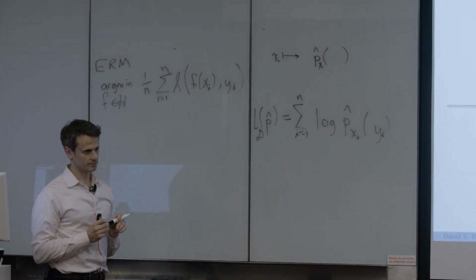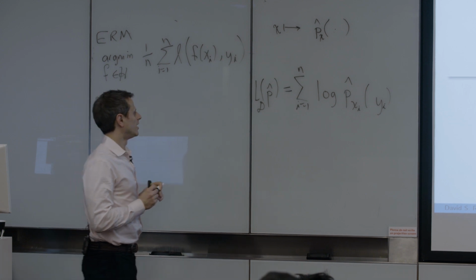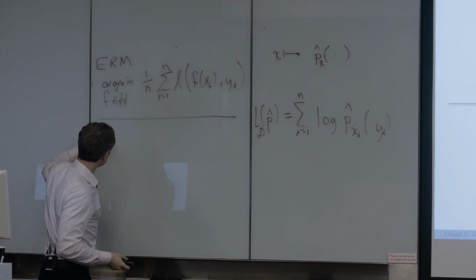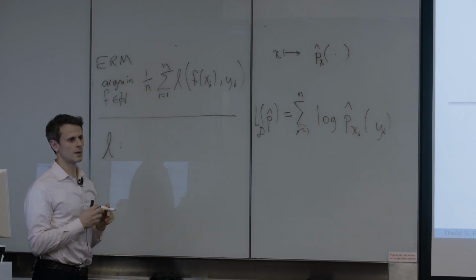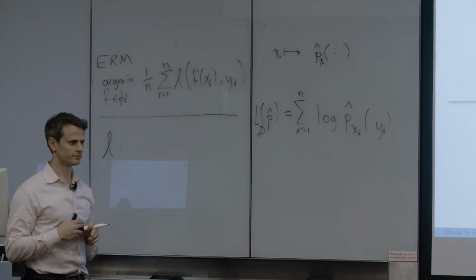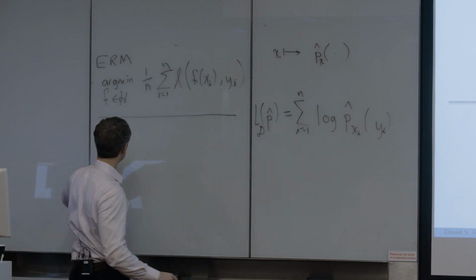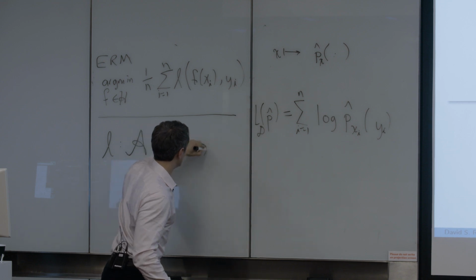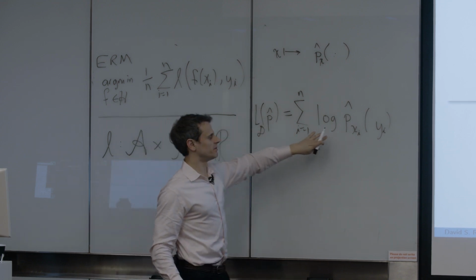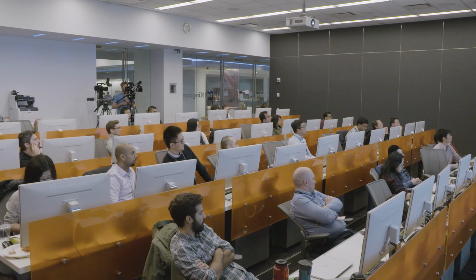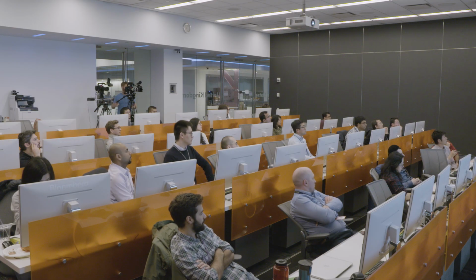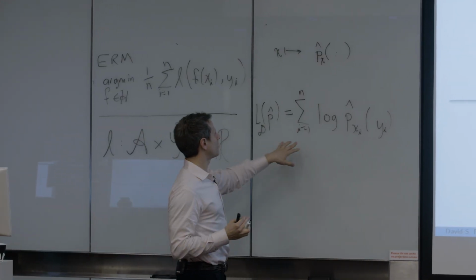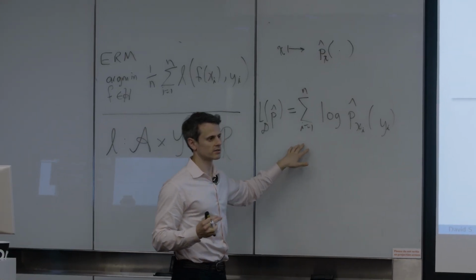So we need a loss function. That's the thing. The loss function has to map what type of elements? What are we looking for here? So I'll write it down generically first. The loss function takes an action, and it takes an outcome, and it gives us a real. What's our action space in this world? Say again? Probability distribution. Indeed. Our action space is probability distributions on y. That's right.